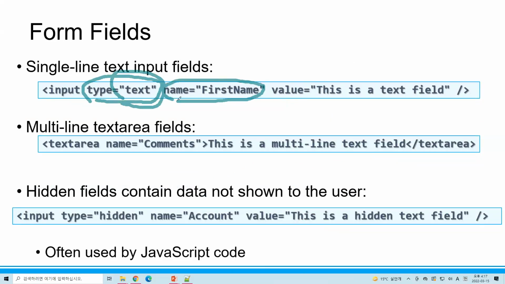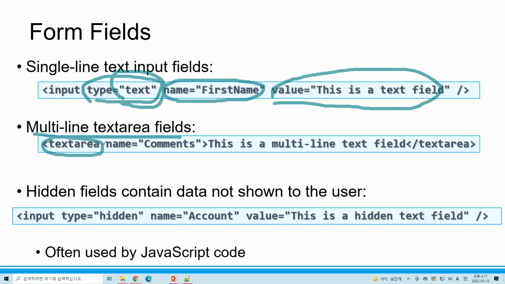And this is the name of the input, or this is the attribute name. And this is a value, or this is the original value, the initial value before the user inputs the name. We can have a multi-line text area. So we use the textarea here, and we specify the name of the text area. In the text area, we can have many lines. If we use text, we have only a single line. That's the difference.